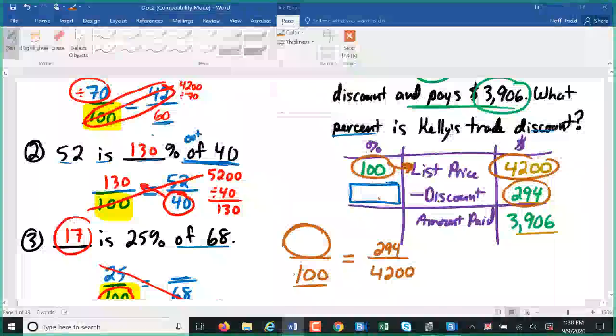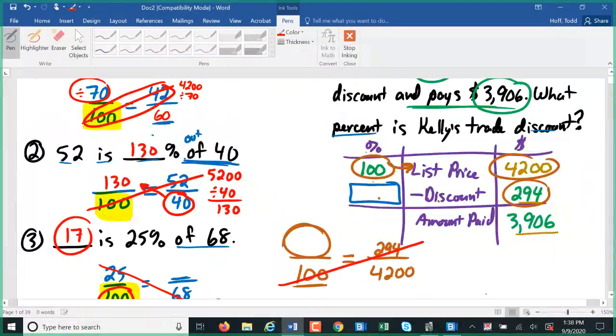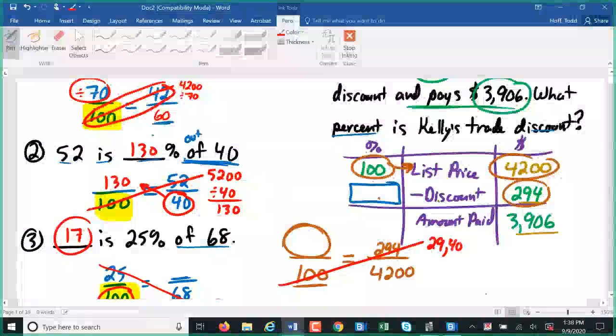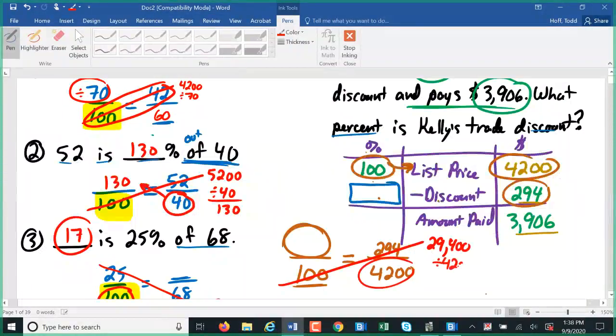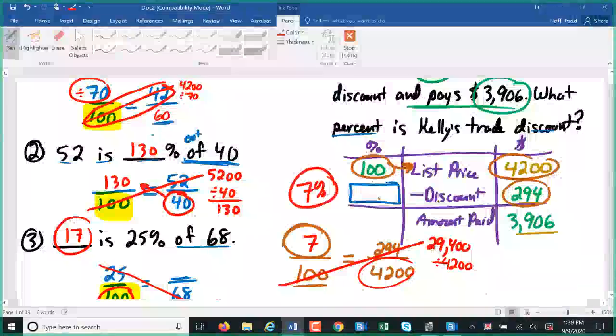So to find the percent, we cross multiply and divide. The two numbers that are diagonal are the 100 and 294. That multiplies to 29,400. Then we divide by the third number. We divide by the 4,200, giving us 7. That's 7 out of 100, or 7%, is the percent of Kim's discount.